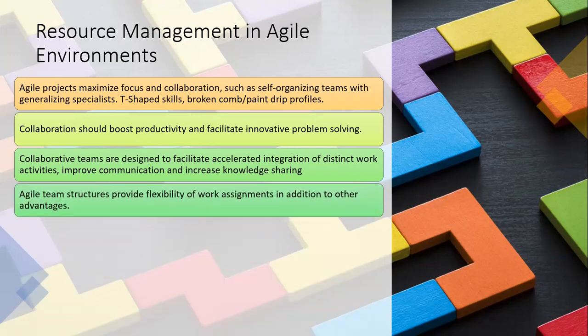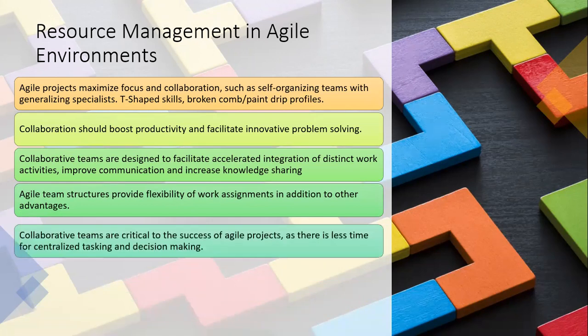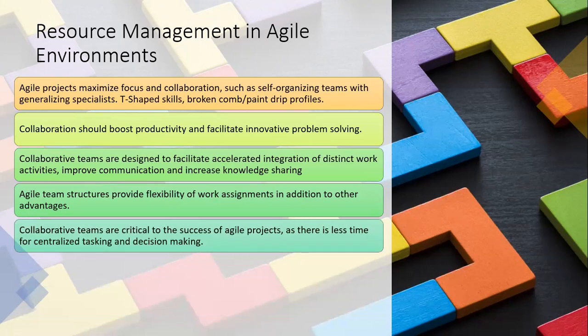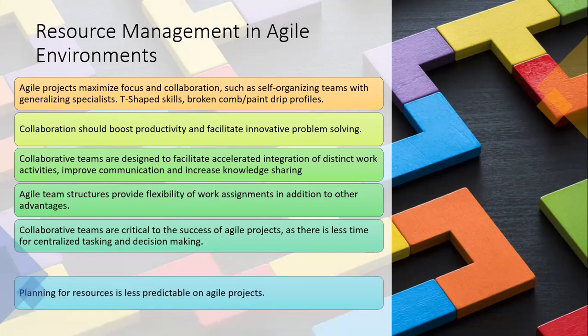Agile team structures provide flexibility of work assignments in addition to other advantages. Collaborative teams are critical to the success of Agile because there's less time for centralized tasking and decision-making, where, for example, the project manager is at the helm. Instead, you have the team members who are all equipped and authorized to make decisions.